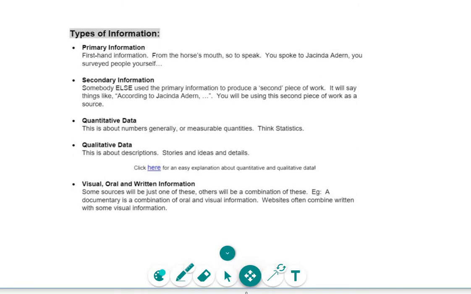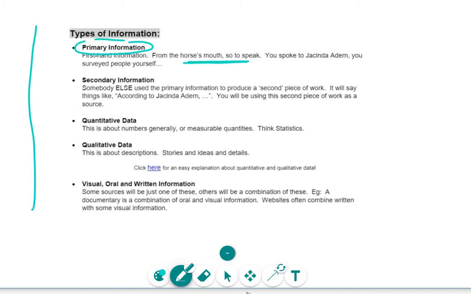Okay, page 17, and we've just got the types of information here. Primary information is first-hand, from the horse's mouth. Secondary information, somebody else has used the primary information. They've created something, and you'll be using that second piece of work. For example, somebody did a study on boiling water. That's the primary research, but then wrote a book about it. You've read the book. That book is your secondary information there.